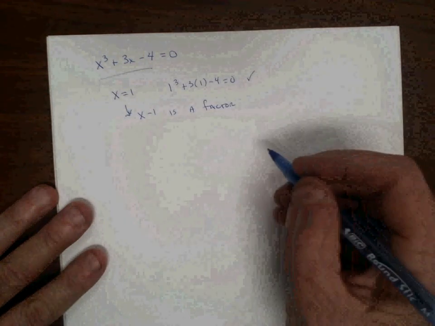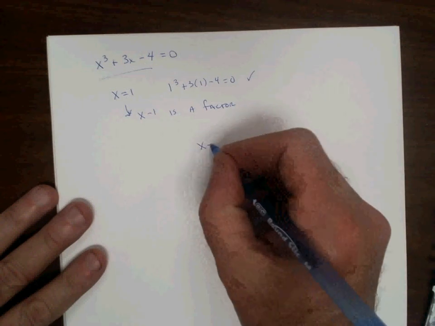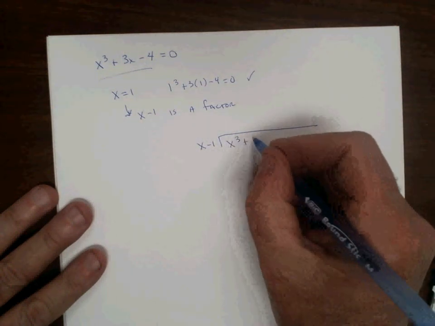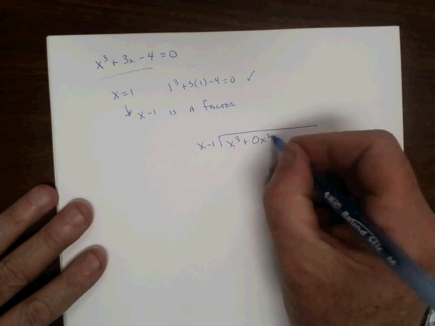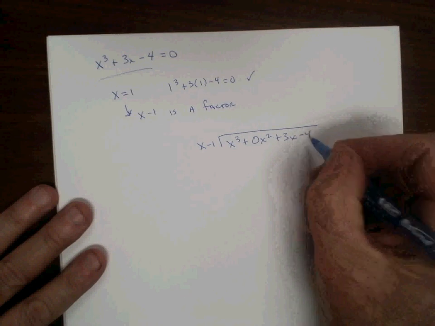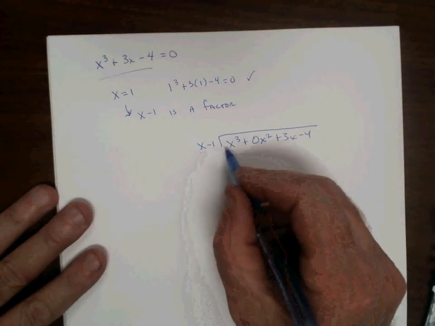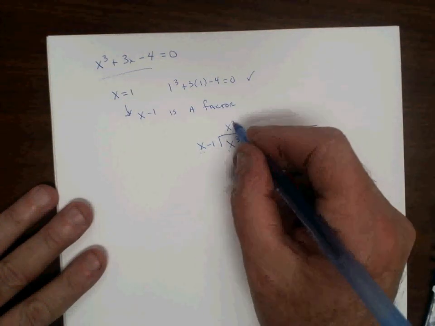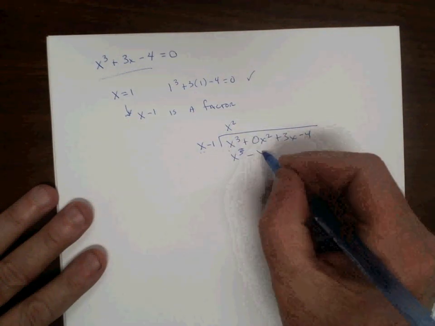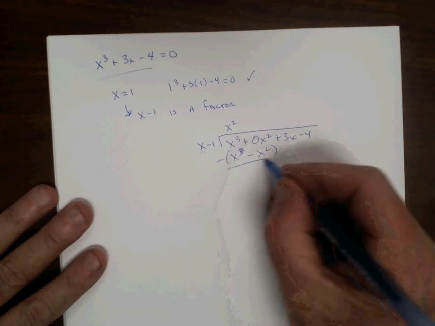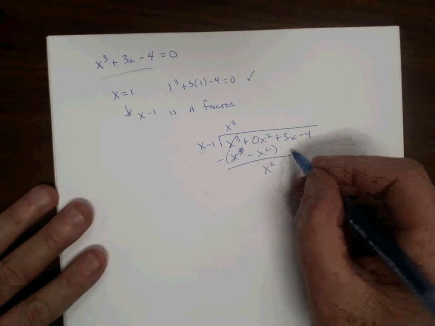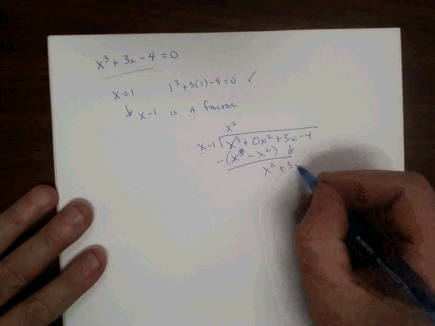And we can divide x cubed plus 3x minus 4 by x minus 1. Remember, we're missing a term there, so we have to add it in as 0x squared. We'll go through the division. X times x squared makes x cubed. Multiply out here, get x cubed minus x squared. Subtract. X cubeds cancel. 0x squared minus negative x squared makes positive x squared. Bring down the next term.